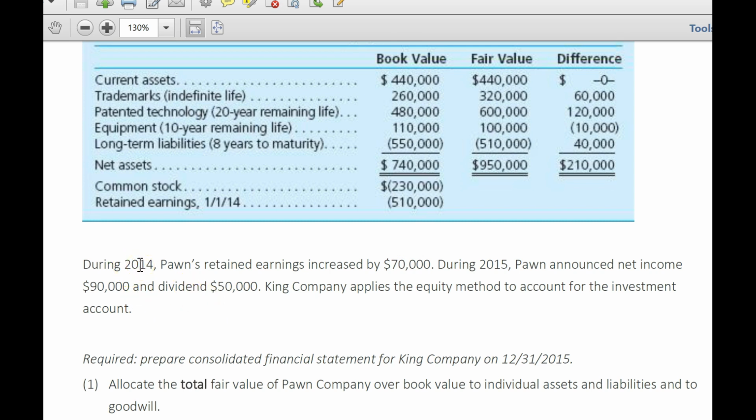Why do we need this information? Because when you're trying to calculate the balance of an investment account, you need to know the net income and the dividend announced by the subsidiary.